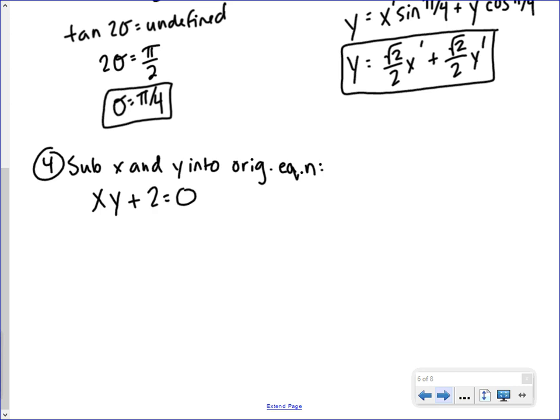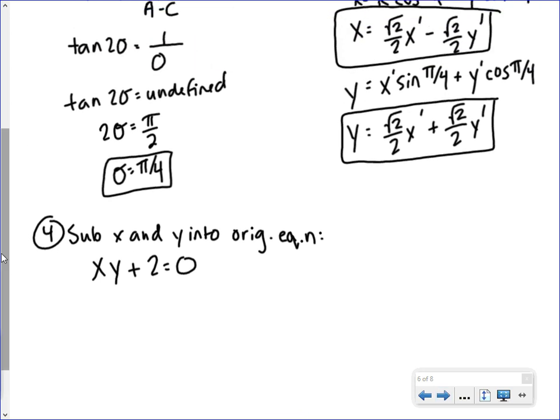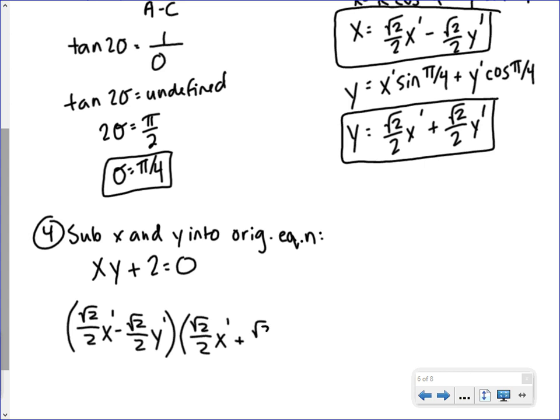I'll write out my original equation, xy plus 2 equals 0. And then I just found out that x was this value up here, square root 2 over 2x prime minus square root 2 over 2y prime. And y is the value square root 2 over 2x prime plus square root 2 over 2 y prime.